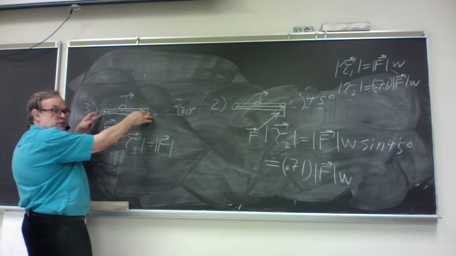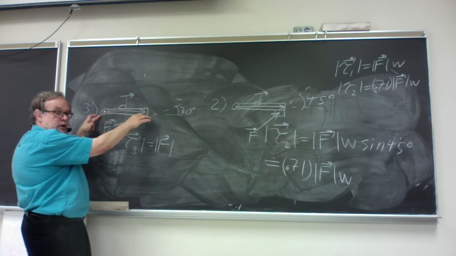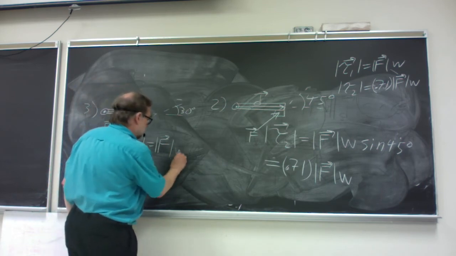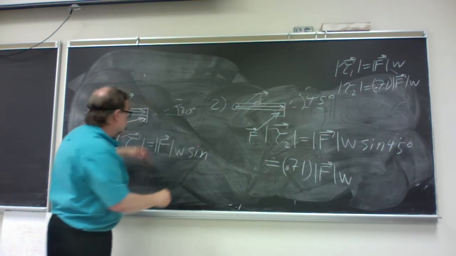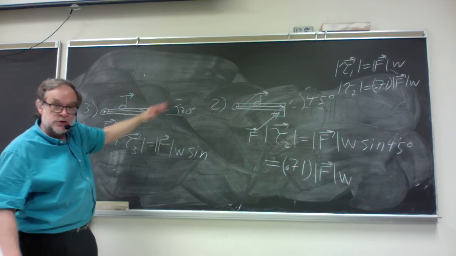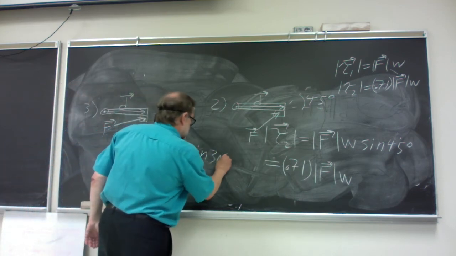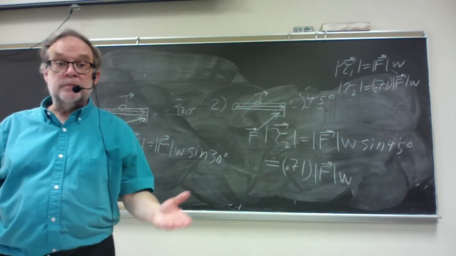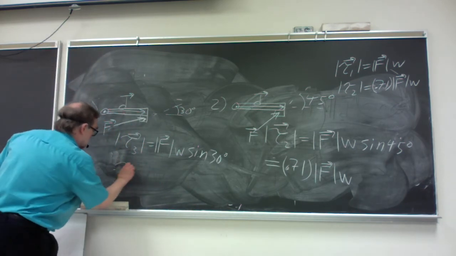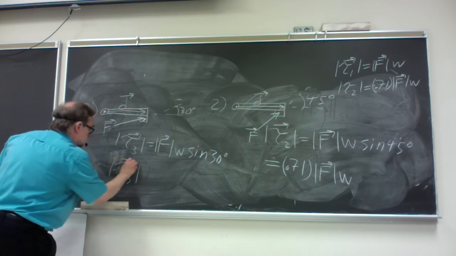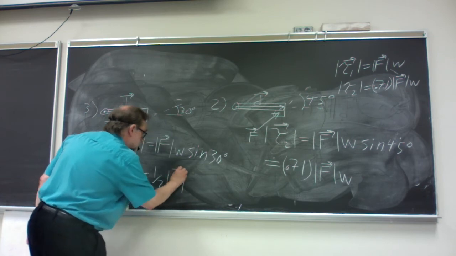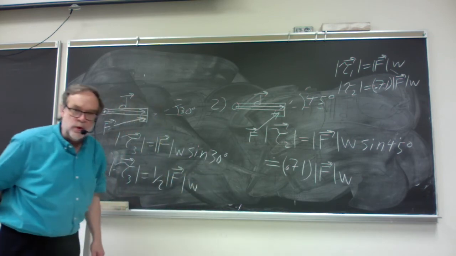So torque in the third case here is magnitude of the same force, same amount of force, times the magnitude of the displacement vector. Displacement vector is still from the hinge to the doorknob, and so the magnitude of that displacement is still the width of the door. And now the third factor is sine of the angle between displacement direction and force direction. That's sine of 30 degrees. Sine of 30 degrees turns out to equal 1/2. So torque 3 is 1/2 magnitude of force times width of the door.